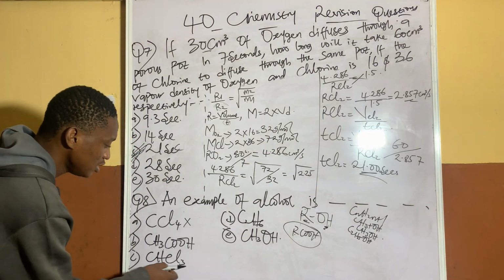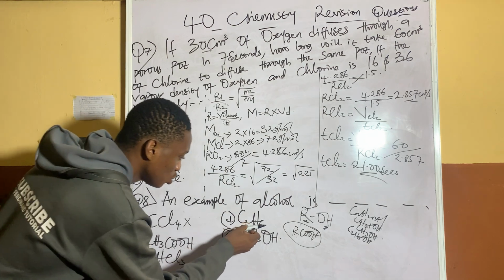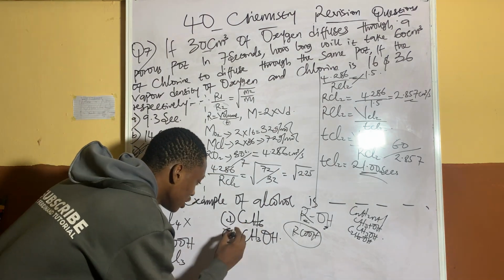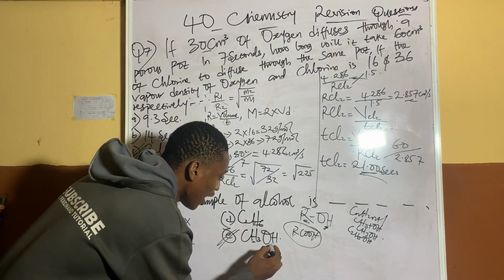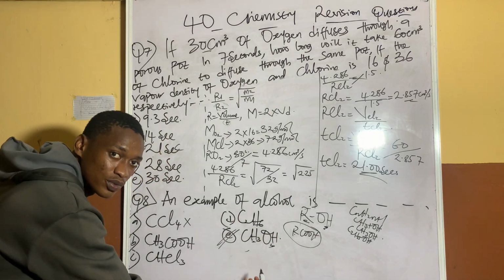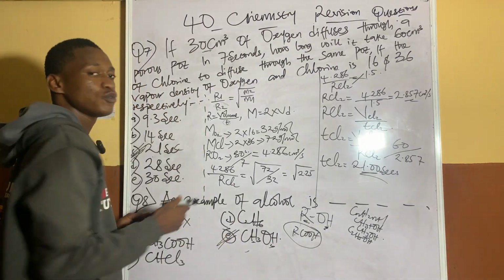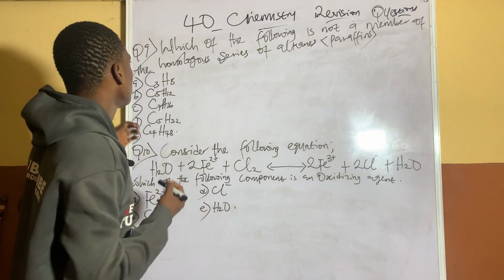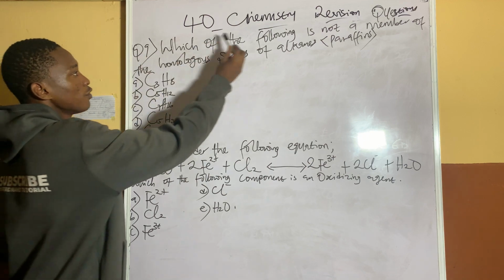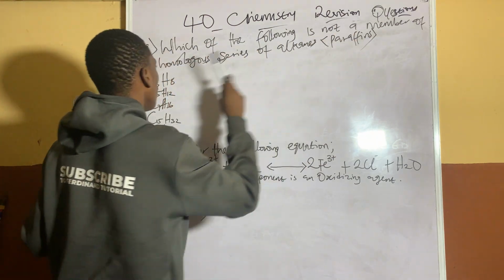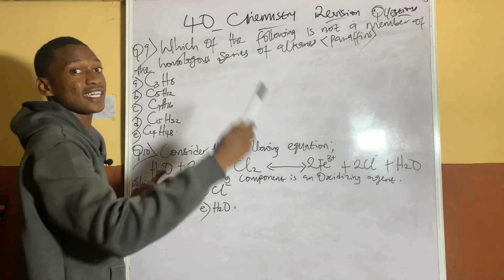Are we there now? This is chlorine and CH, C2H6, ethane. This is what? The alcohol. Methyl and OH, which is what? Methanol. Are we there now? So that is it. Let's move to question 9. Okay, question 9 says, which of the following is not a member of the homologous series of alkanes?